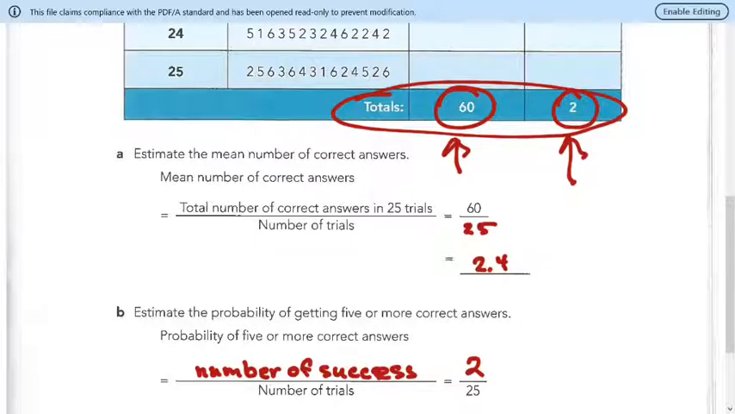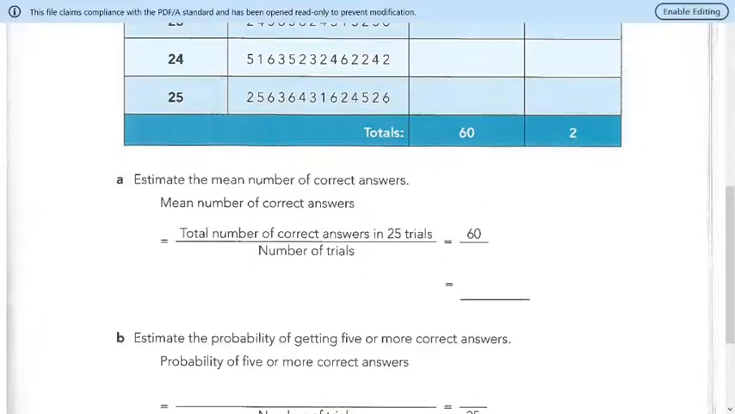This one gives you the mean. Which one's the mean? So the mean is always just the total number of things. Okay? And then the probability. And what's 2? 2 is the number of times he got 5 or more. So remember the headings at the top.